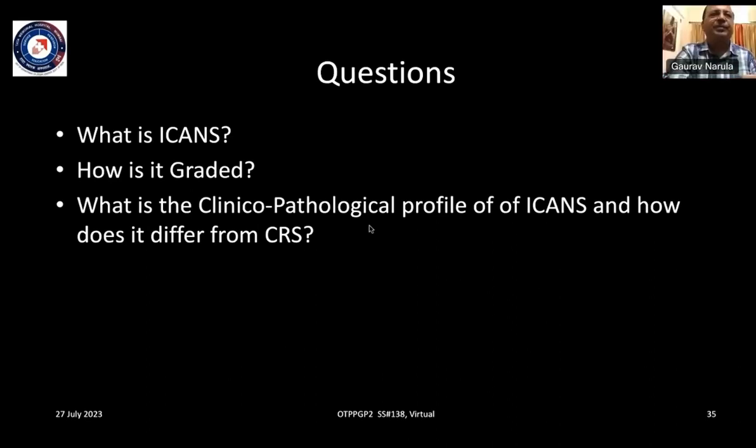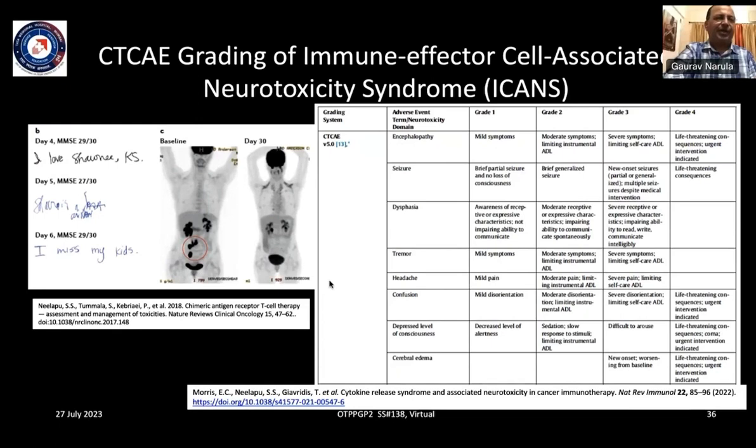So it's again a clinical grading from grade 1 to grade 4, depending upon whether the patient is having encephalopathy, seizures, tremor, dysphagia. Yes, that's right. It's a clinical pathological grading. So it's a clinical grading. You don't need to know it by heart. You just need to know that this is a universally accepted grading now.